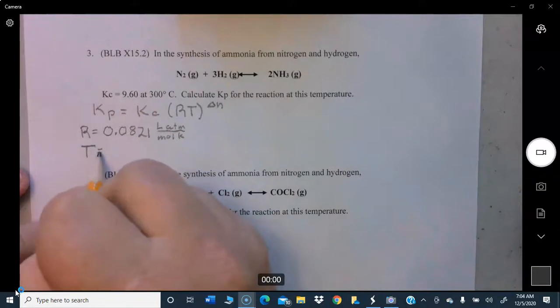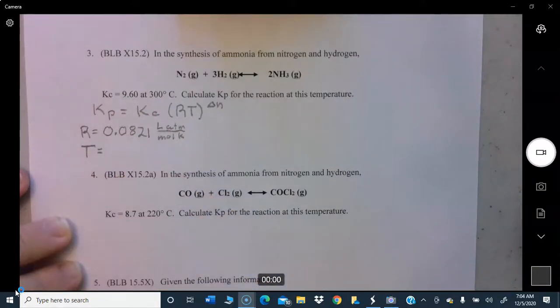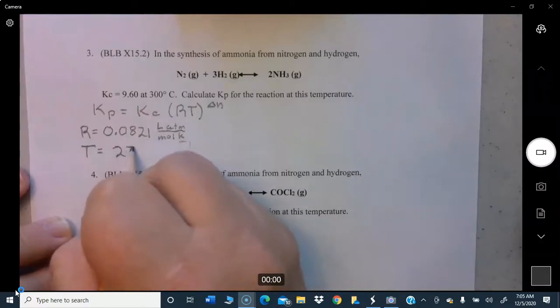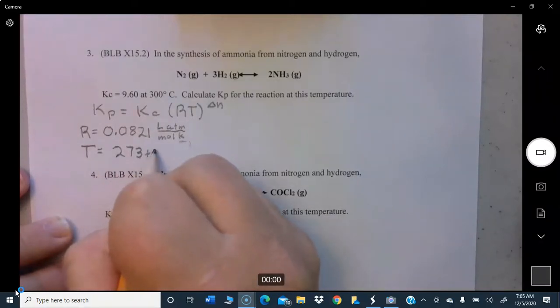The temperature needs to be expressed in Kelvin. Anytime you use this R, you have to have the temperature in Kelvin, because there it is right there in the units of measure for R. It's Kelvin, K. You can't use centigrade, so it's 300 degrees centigrade, so we're going to add that to 273.